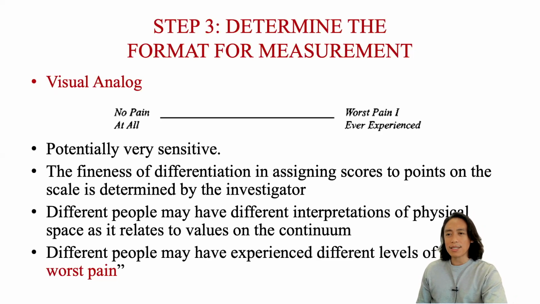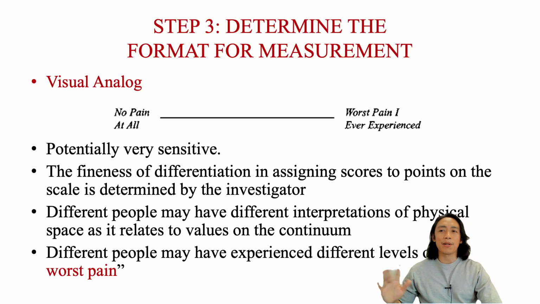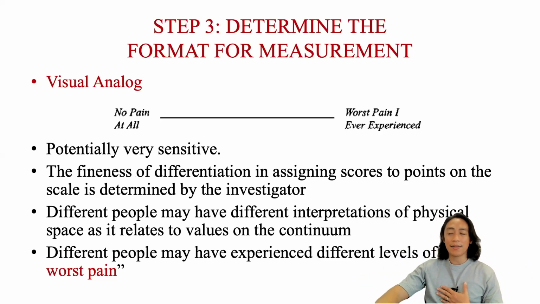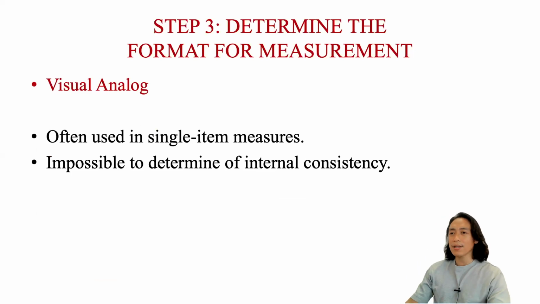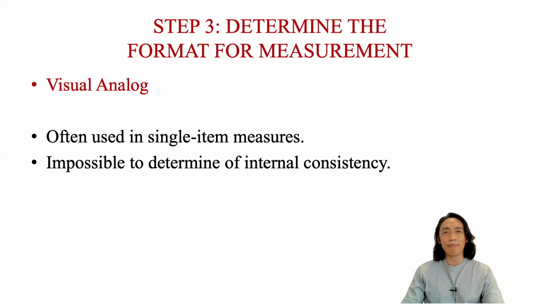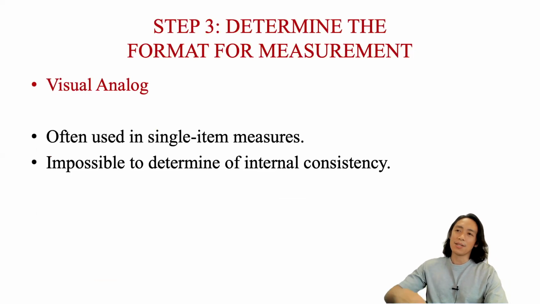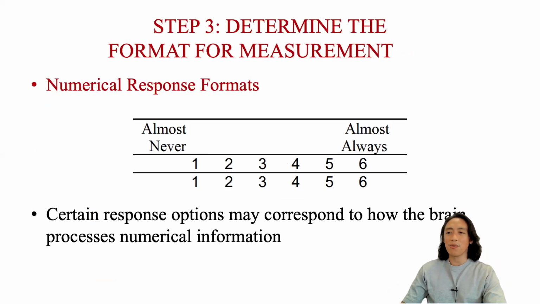Another problem with this kind of scale is that, considering the specific options here, different people might have experienced different levels of worst pain. So if we're experiencing the same pain, I might rate it here because I've experienced worse pain than you, and you might rate the same level of pain somewhere here because historically you haven't experienced as much pain as I have. So the ratings can be subjective, is basically what we're trying to say. The visual analog is often used in single item measures, and because of that, it's impossible to determine internal consistency or inter-item reliability.